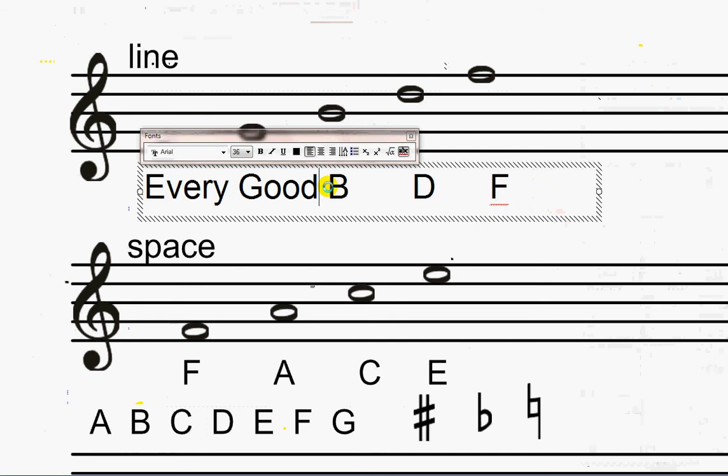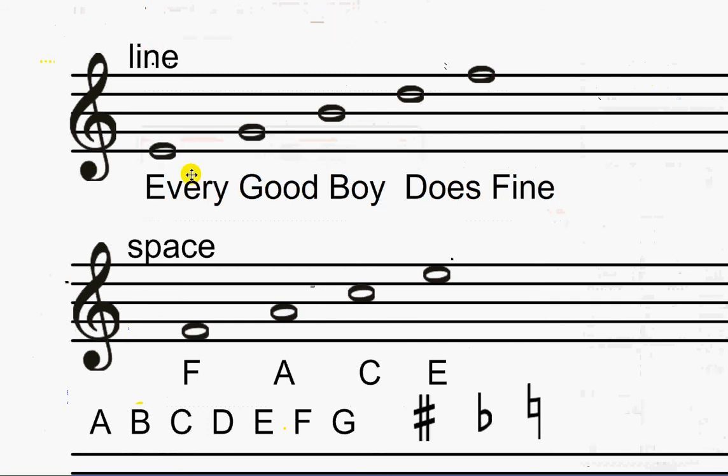Every good, and you've probably heard this before. If you haven't, well, it's time to hear it. Every good boy does fine. Now that's a sentence where E, G, B, D, and F, the note names of the five notes on the lines, spells the sentence. Every good boy does fine.